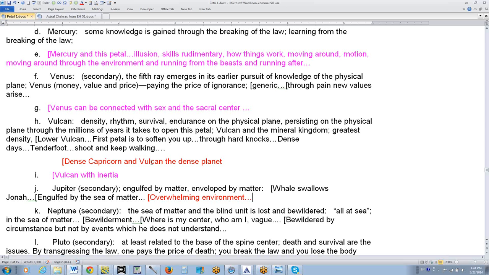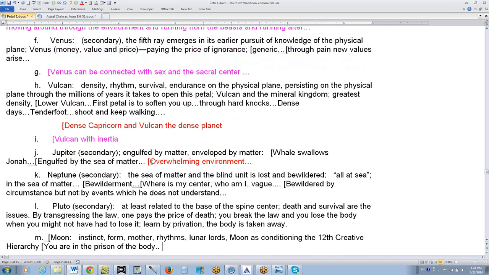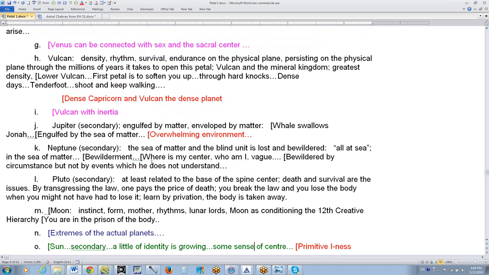Pluto, well, there's a lot of death going on. Is it secondary? At least it's related to the base of the spine center, which has to sustain the man in terms of survival. So death and survival are the issues, and by transgressing the law, one pays the price of death. You break the law and you lose your body, and that's Pluto. Pluto is cutting the thread, the loss of the body, when you might not have had to lose it. So we learn a lot in these days by privation. The body is taken away, and there's all kinds of deadly dangers in the environment, the poisonous animals and animals that can tear you apart, all kinds of things that we could relate to Pluto.